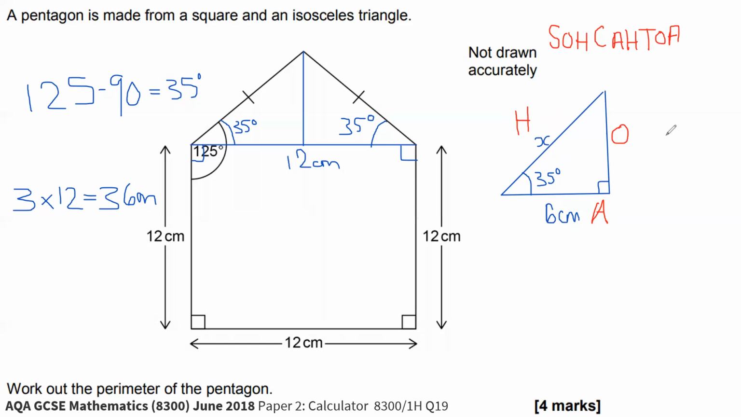Now, in this case, we have got a value for the adjacent side, and we want to calculate the hypotenuse. We know nothing about the opposite, so we know that we're not going to be using either of the ones with the opposite in it. But we are going to use the one which has got both the adjacent and the hypotenuse. So that means we're going to use cos.